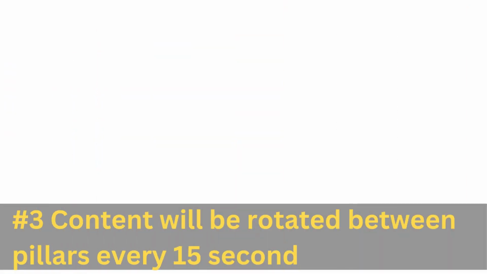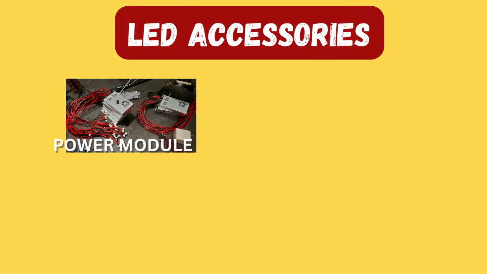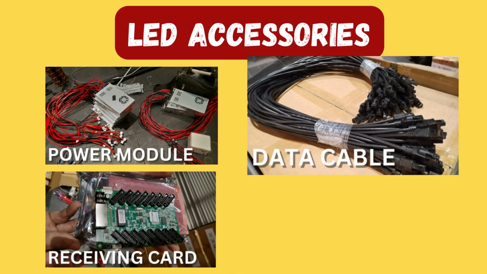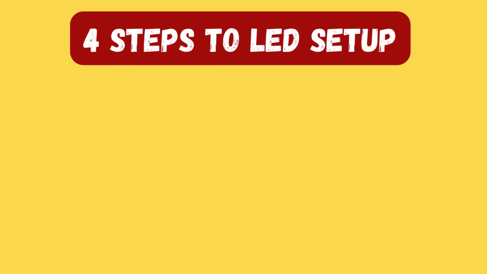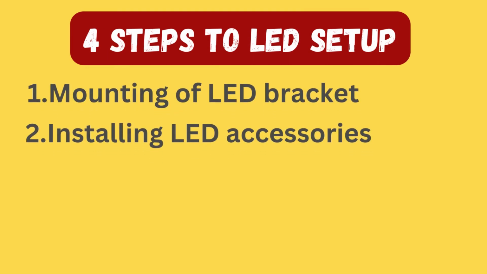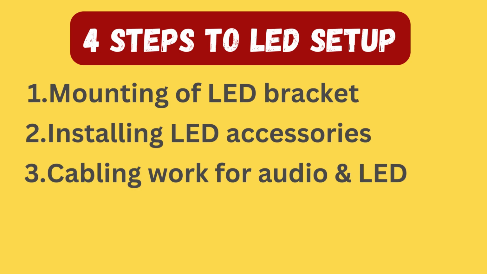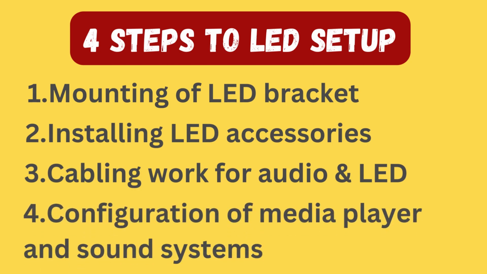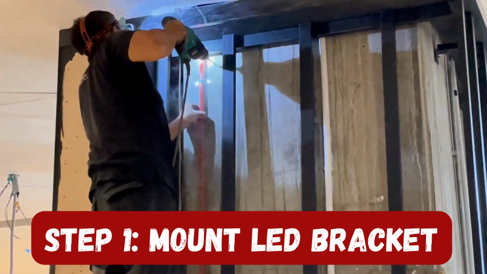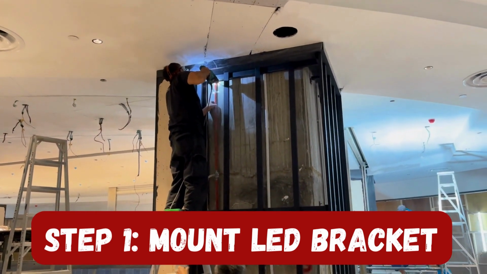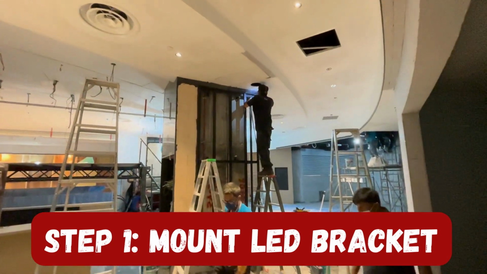Before we go into the step-by-step, let me introduce some of the LED accessories including power module, receiving card, data cable, and LED module. There are 4 steps to LED setup: mounting of bracket, installing accessories, cabling work, and lastly content setup in media players. Mounting of bracket needs to be precise to avoid any misalignment of module during setup later. This includes welding works.